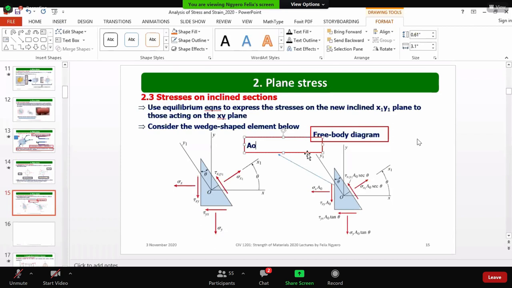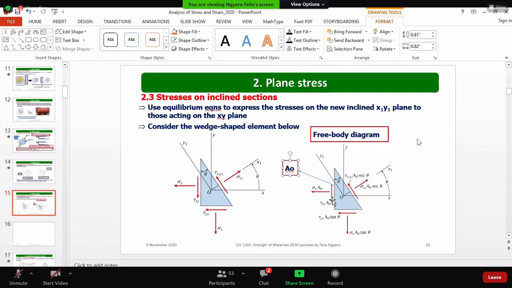This is A naught, the area of that face. The face parallel to the Y axis, we denote its area as A. So then we can compute the normal force on that face, which is simply stress times area. The normal force on this face, which is actually the negative x face, is sigma x times A naught, stress times the area. And the shear force would be tau xy times A naught, as indicated here.